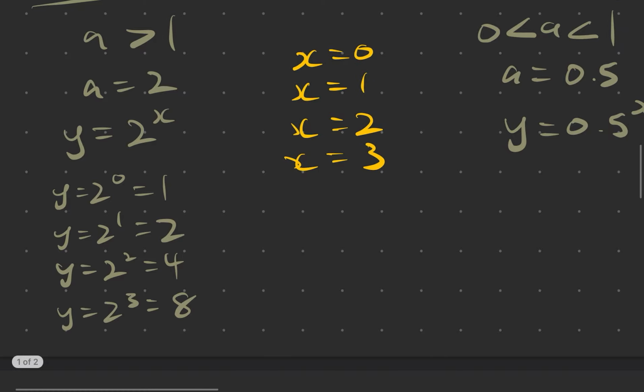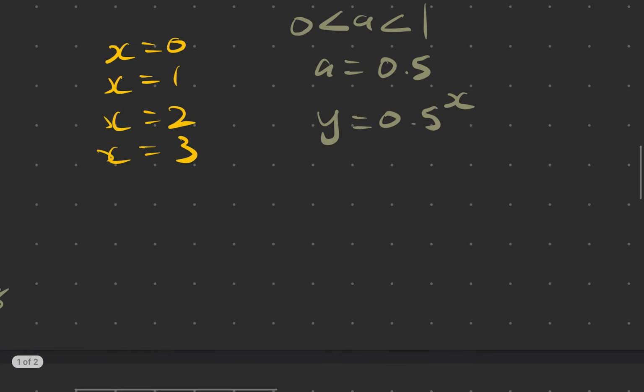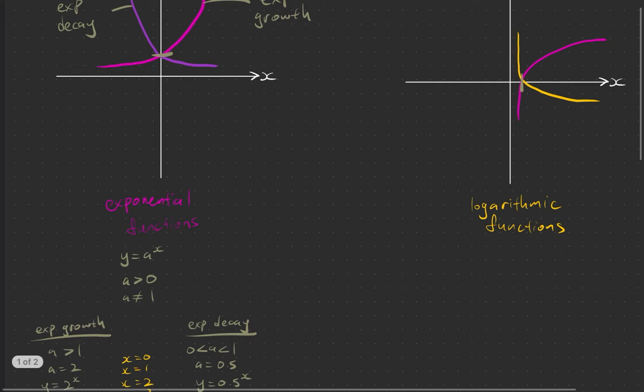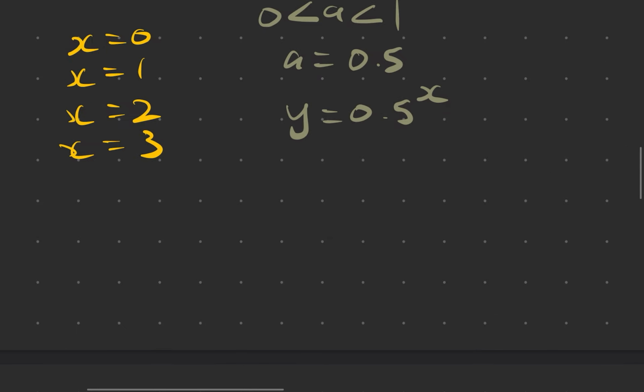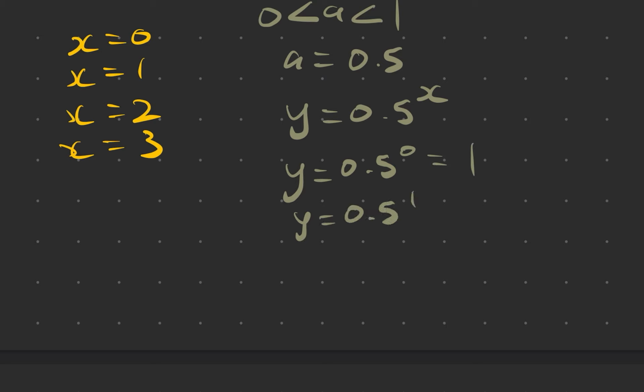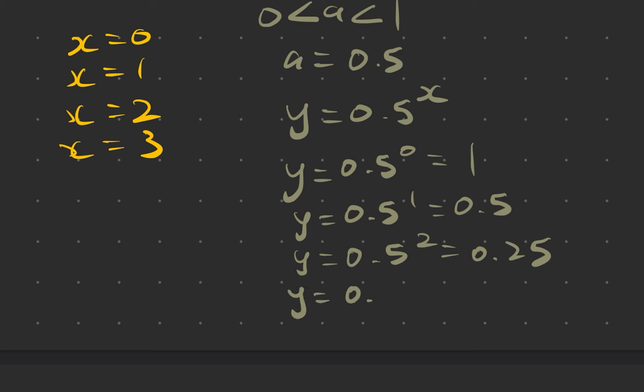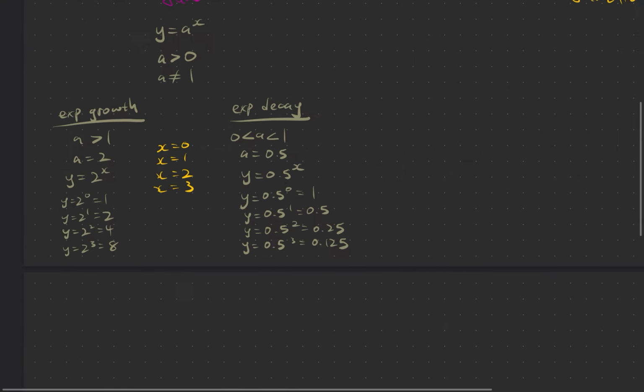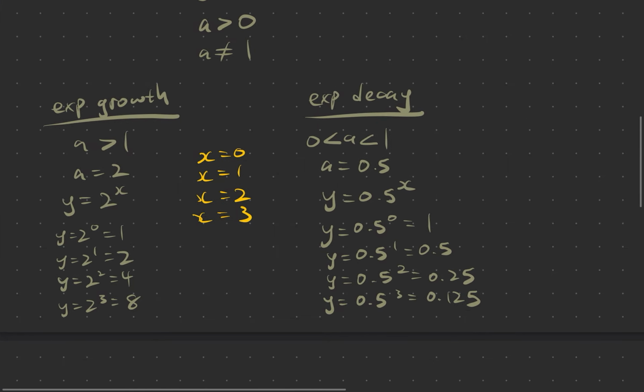Now we move on to the decay. So we end up getting y equals 0.5 to the power of 0, which is 1. Y equals 0.5 to the power of 1, which is 0.5. Y equals 0.5 to the power of 2, which is 0.25. Y equals 0.5 to the power of 3, which is 0.125. Okay, that's what we'll be getting.